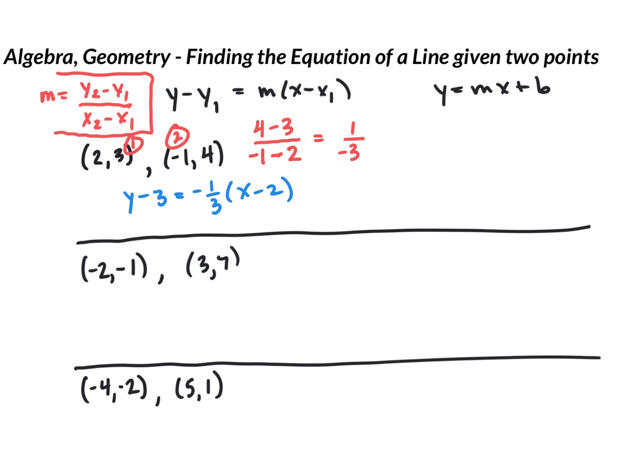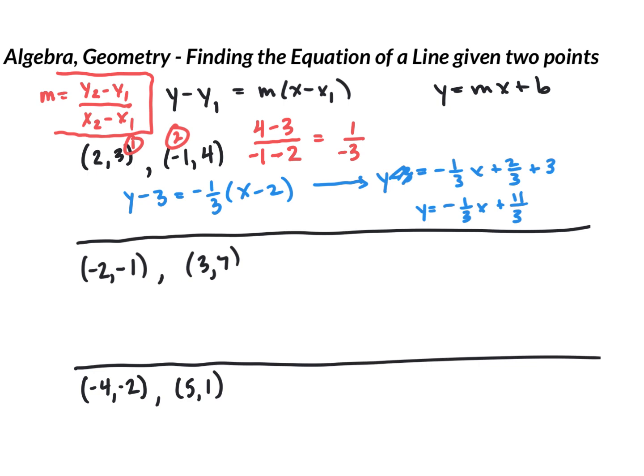Now, how could you do that? How could you transform this into slope-intercept? Well, you would distribute the -1/3 and then add the 3. So -1/3 x plus, now 2/3 plus 3 would be like 2/3 plus 9/3, so 11/3. And you could do that as well.